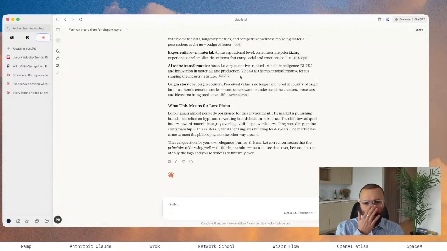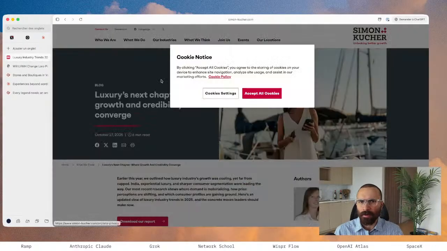What this means for Loro Piana: almost perfectly positioned for this environment. The market is punishing brands that relied on hype and rewarding brands built on substance. The shift toward quiet luxury, toward material integrity over logo visibility, toward storytelling rooted in genuine craftsmanship. This is literally what Pierluigi was building for 40 years. The market has come to meet the philosophy, not the other way around. The real question for your own elegance journey: the market correction means that the principles of dressing well, fit, fabric, restraint matter more than ever, because the era of buy the logo and you're done is definitely over.